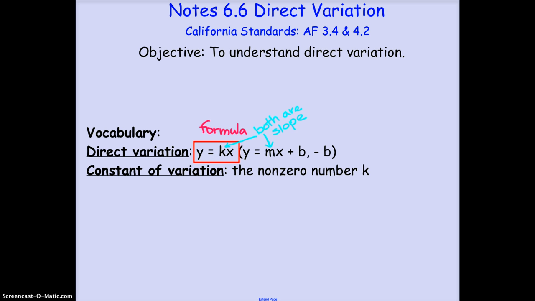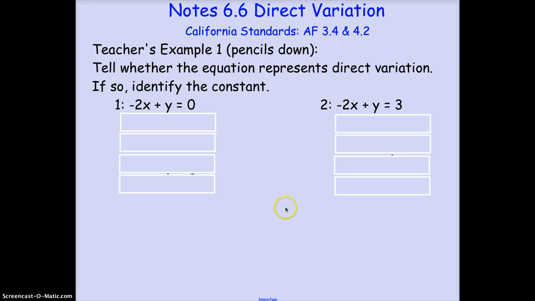Okay, so let's go ahead and take a look at some of these using our formula. Teacher example 1. Tell whether the equation represents direct variation. If so, identify the constant, or what's in the k spot, the slope. First, I need to change this problem around so it matches my formula of y equals kx. Obviously I need y by itself, so I need to move this negative 2x. So I start by adding 2x to both sides.